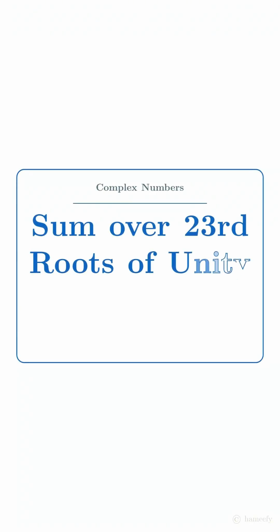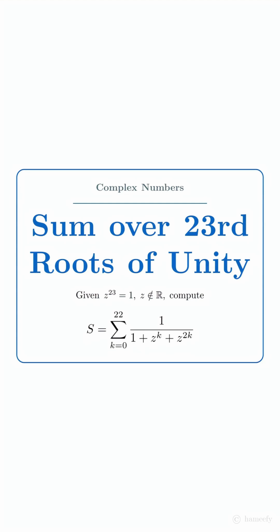Let z be a non-real complex number satisfying z to the power of 23 equals 1. We want to compute S, the sum from k equals 0 to 22 of 1 over 1 plus z to the power of k plus z to the power of 2k. The key tools will be a permutation of the exponents and a geometric series.